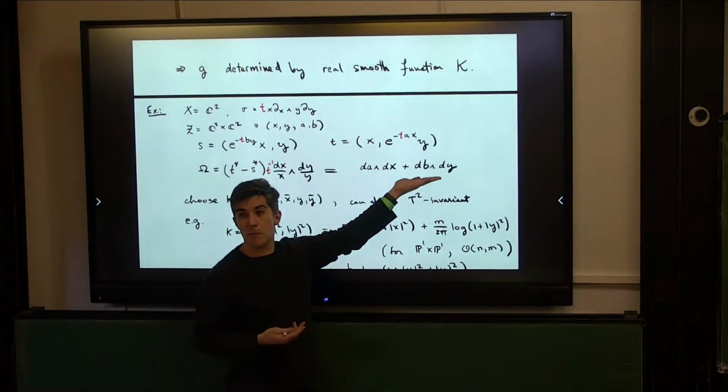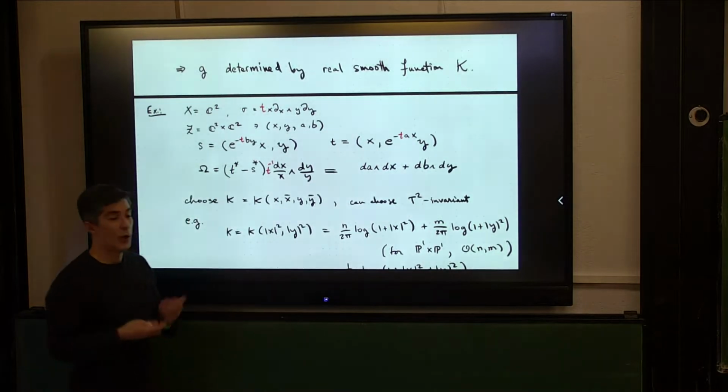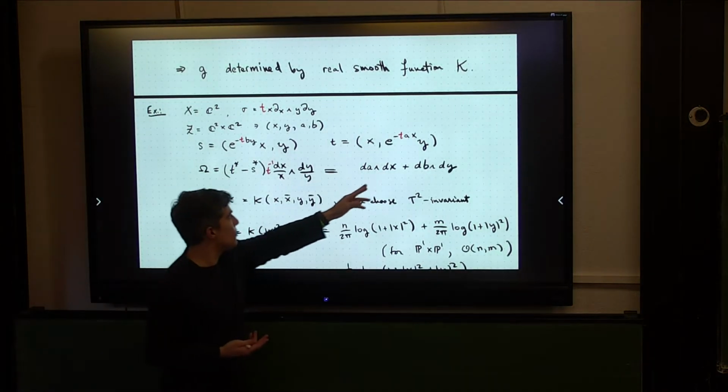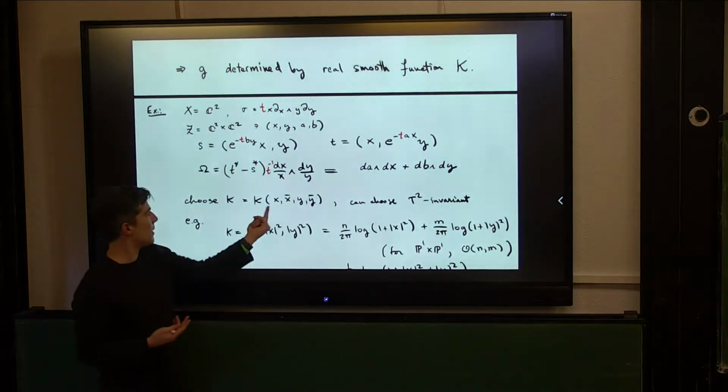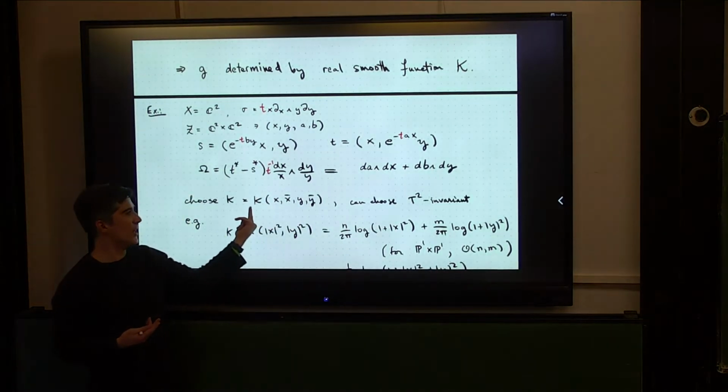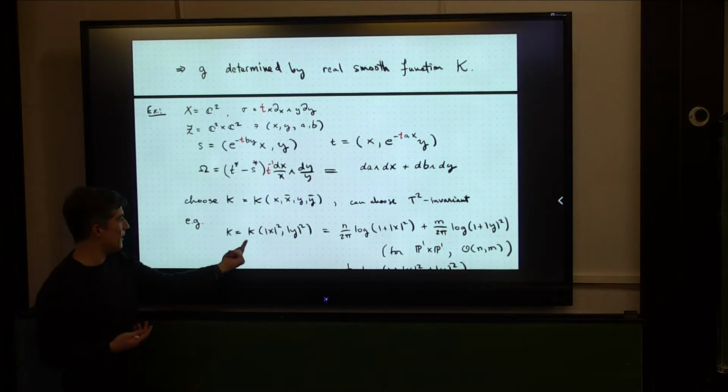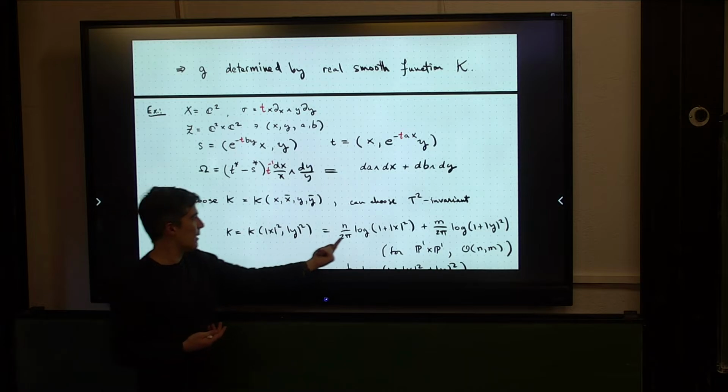Now that we have our Darboux chart, and we're very lucky because we're already in a Darboux chart, all we need to do is to choose a smooth real-valued function of x and y. You pick a smooth real-valued function of x and y, and you're done. You can take this, for example.